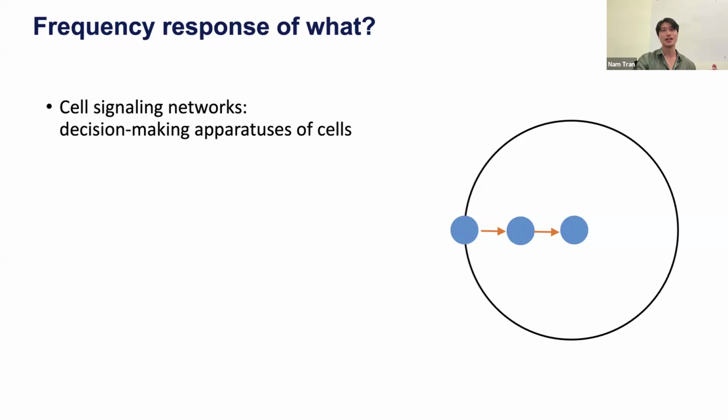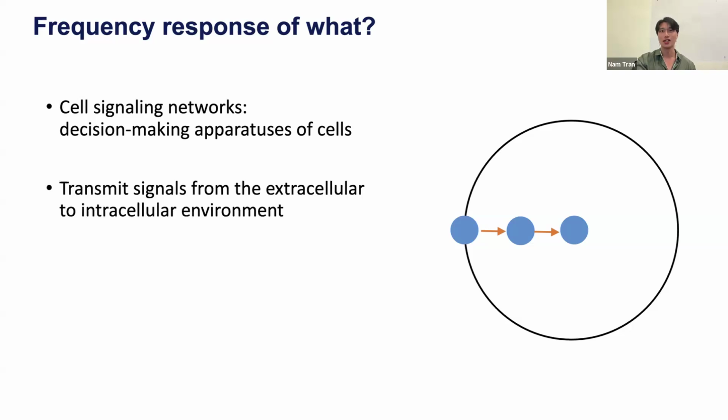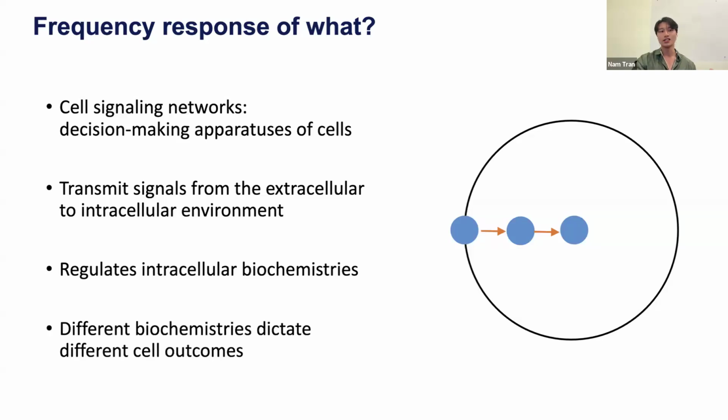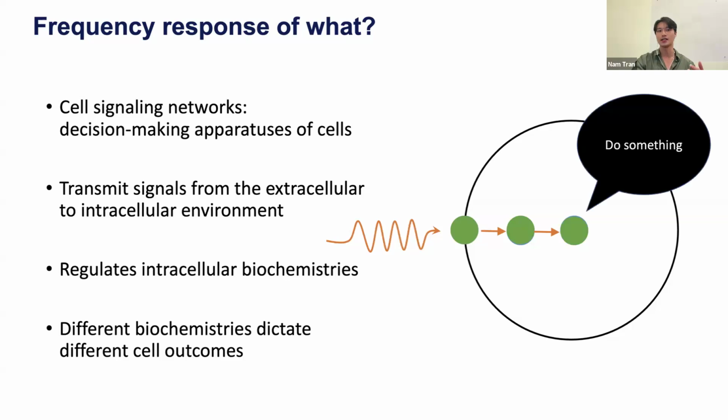And here I'm going to say it's the cell signaling network. This is, well, what we think is the decision-making apparatus of the cell. So these things transmit signals from the extracellular to the intracellular environment. And by doing so, it regulates the internal biochemistries of the cell. And that's what we think helps the cell make different decisions. So if you can see, the signal comes in and the receptor reads it, and it gets propagated through the cell into the middle, and it tells the cell to do something. That's where it makes the decision.